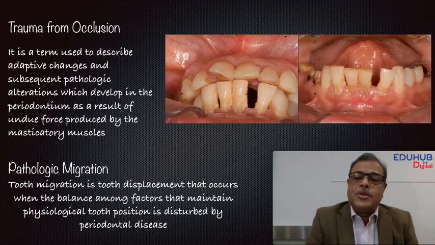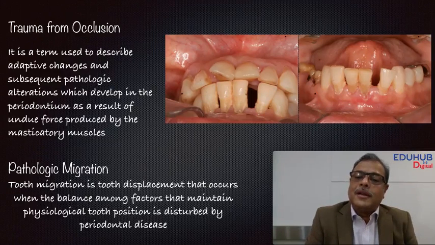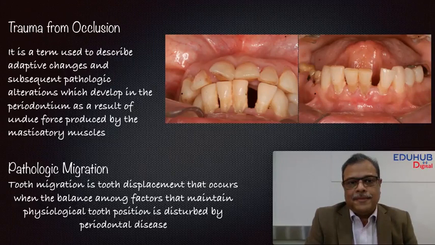Let's understand two terminologies, trauma from occlusion and pathologic migration. Occlusion in function, eccentric, swallowing reflex, the intercuspal position, all of this will keep the arches stable. However, sometimes because of periodontal disease, the structure surrounding the root gets weakened, and these teeth can't bear the masticatory forces that they are supposed to bear in those excursions, as a result of which there is a little movement of these teeth.